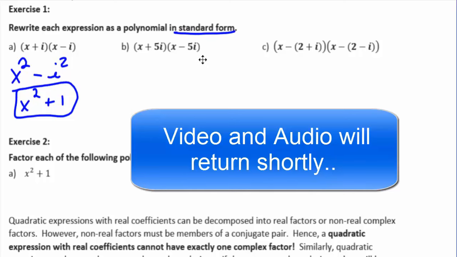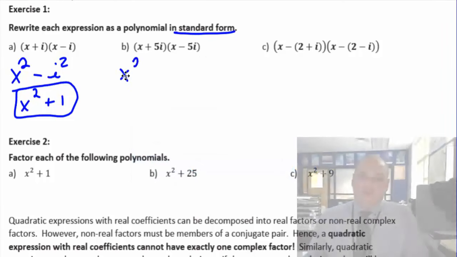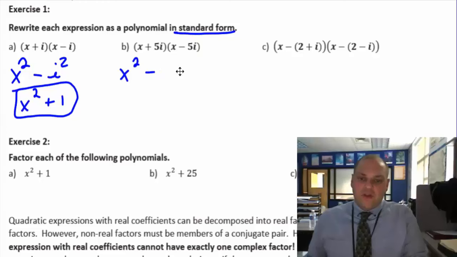x plus 5i, x minus 5i. So we have x squared. Again, they're conjugates. Minus 25i squared. Okay, so that's going to be x squared plus 25.